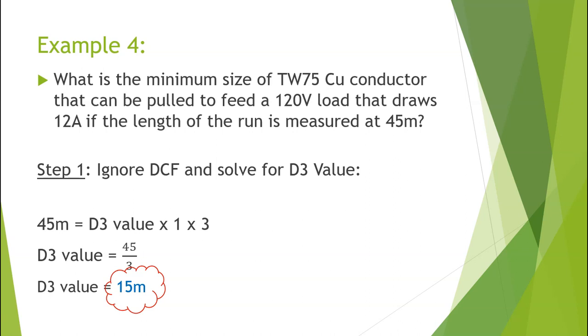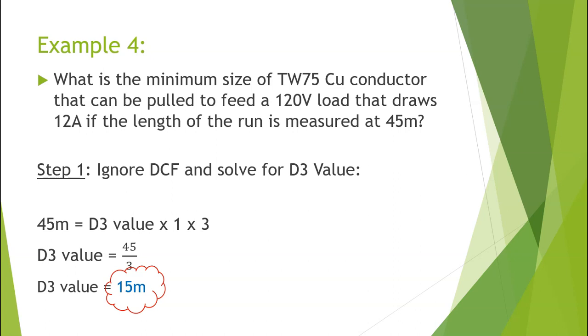So, step 1, we ignore our DCF and we solve for a hypothetical D3 value. We take our 45 meters, that's our maximum distance, and we transpose the formula, dividing that 45 by our total multiplier of 3, and get a D3 value of 15 meters.